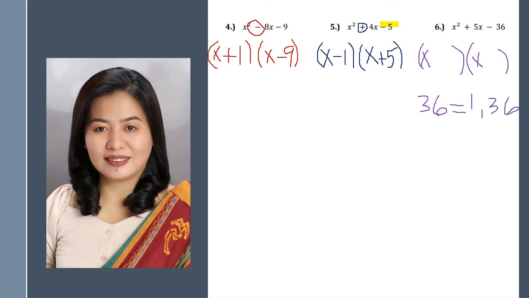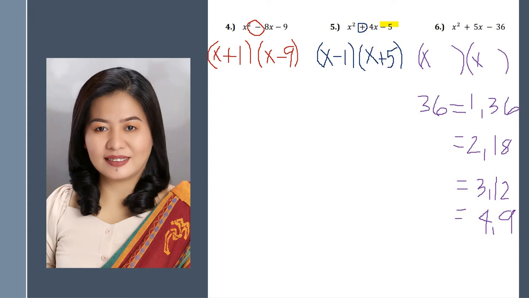You have 1 and 36, and we have 2 and 18, 3 and 12. So with the list, it's not yet there. That will give a difference of 5. So we have 4 and 9.